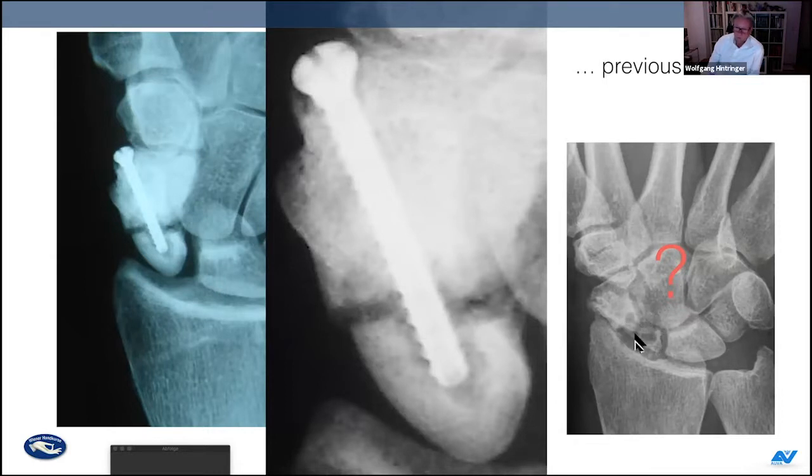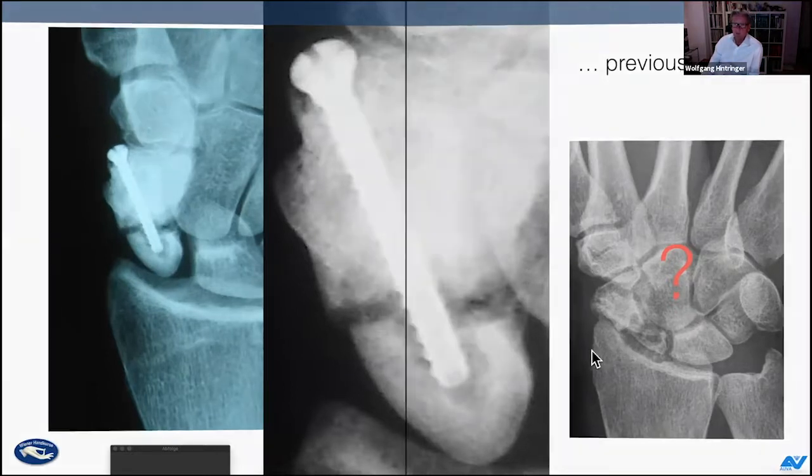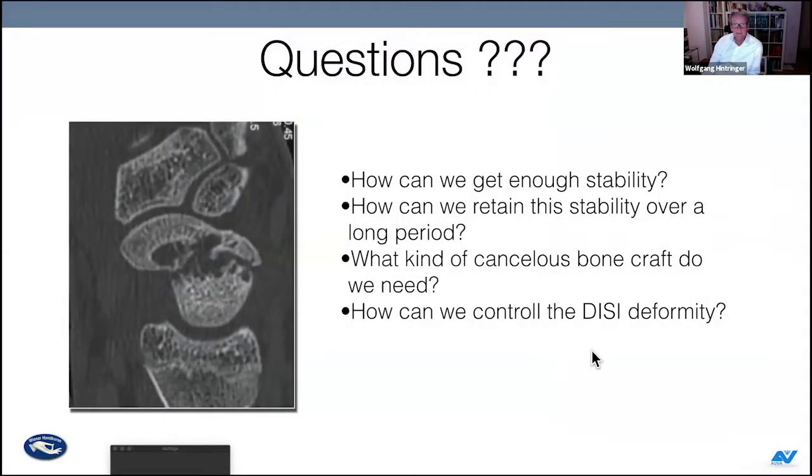We know already that a proximal pole with fragmentation cannot be healed even with any method without a non-vascularized bone graft. There is that exception, and we have questions. How can we get enough stability? How can we retain this stability over a long period? What kind of cancellous bone graft do we need? How can we control the DISI deformity?